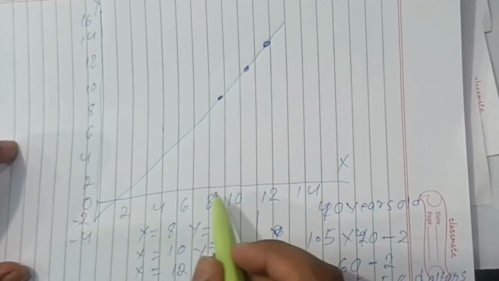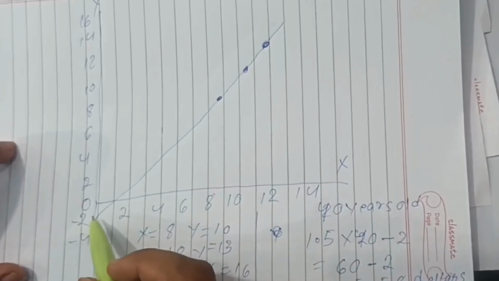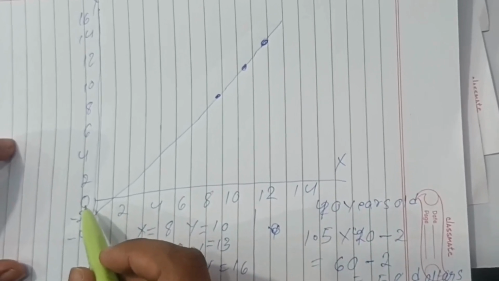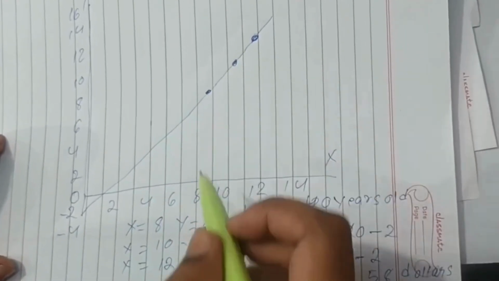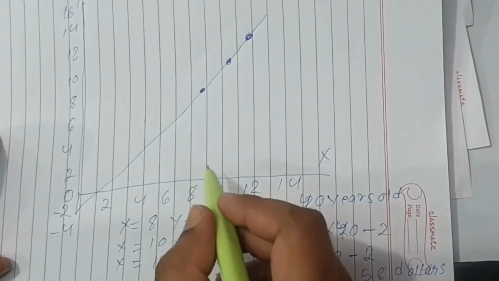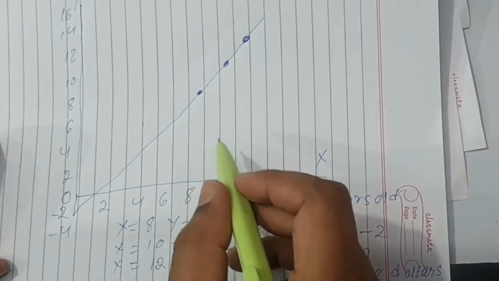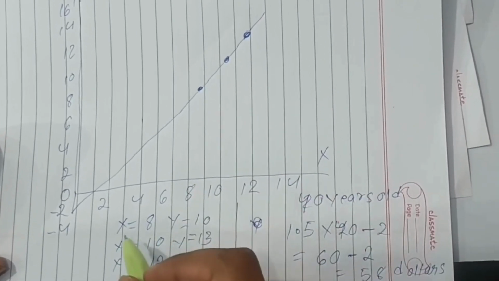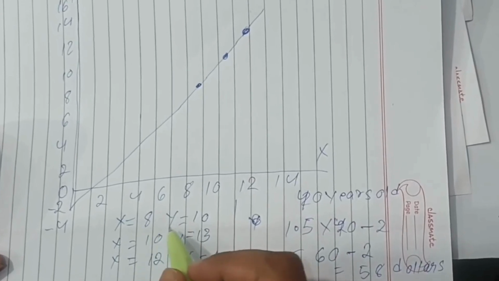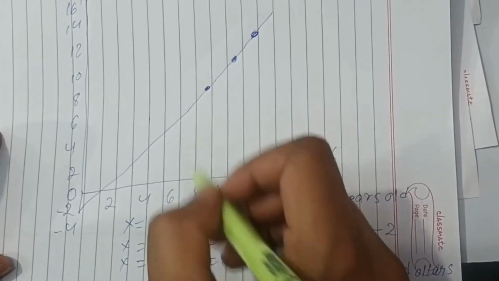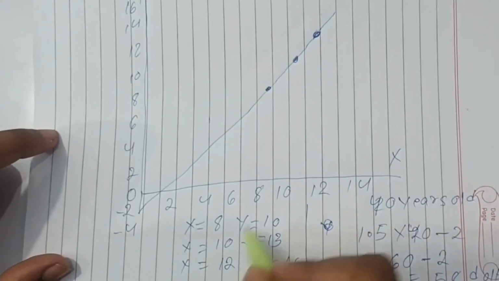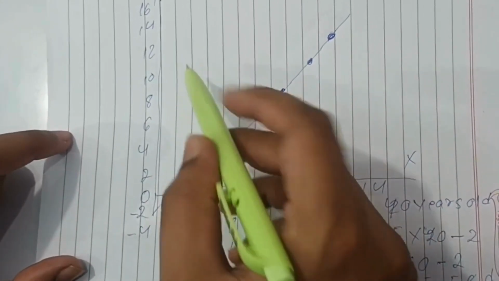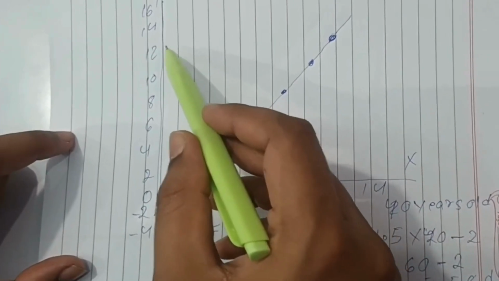So I have visualized it. You can see here, x is equal to 0. When x is equal to 0, y is equal to minus 2. So I have visualized it as a positive regression. And here you have the price and age we have gotten. I have shown it here: x is equal to 8 and y is equal to 10, and for x is equal to 10, y is equal to 12, which is the price.